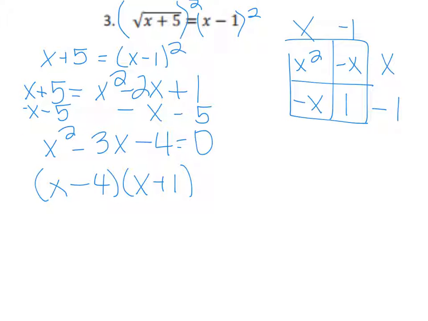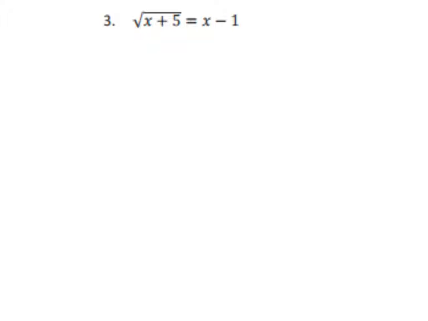So your solutions here will be x is equal to 4 if you tee it up, and x equal minus 1. As always, your last step, check your solutions. So let's clear this. So we said x equal 4 and x equal negative 1. So checking our solution, we have the square root of 4 plus 5, and does that equal 4 minus 1?